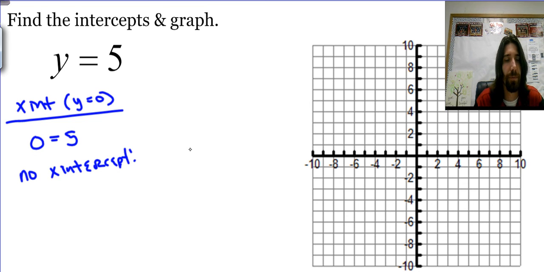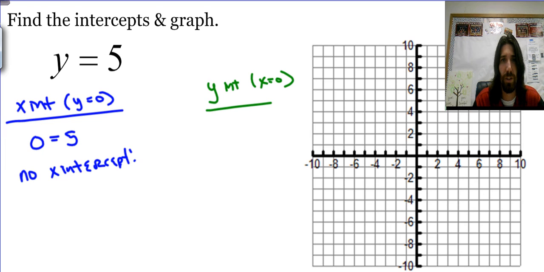Okay. So then, if I do the y-intercept, we know x is 0. But there is no x. So that means I get y equals 5. Put that dot there. How do I cross this point but never cross the x-axis? Yeah, we've talked about that before. It's simple. We just have to draw a horizontal line.